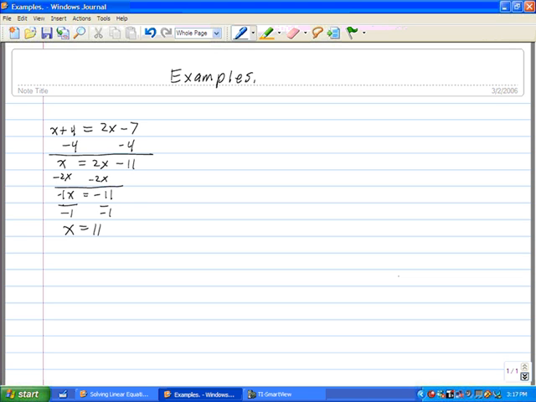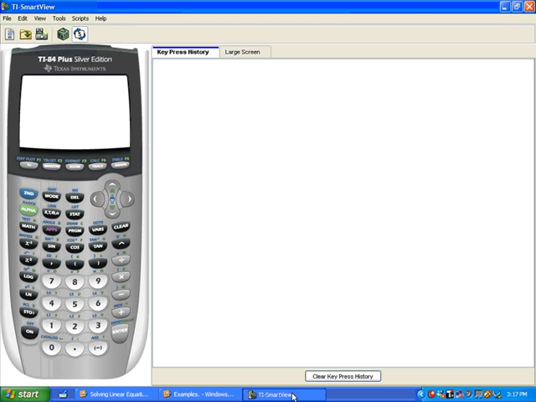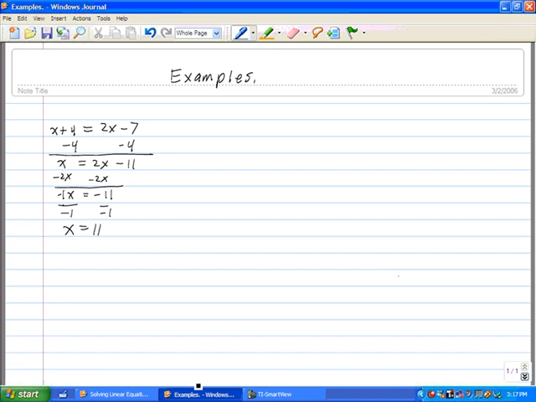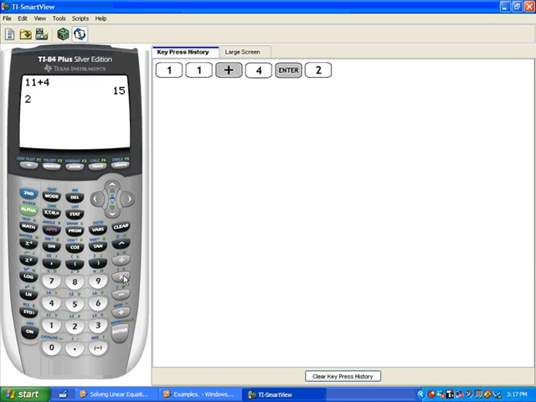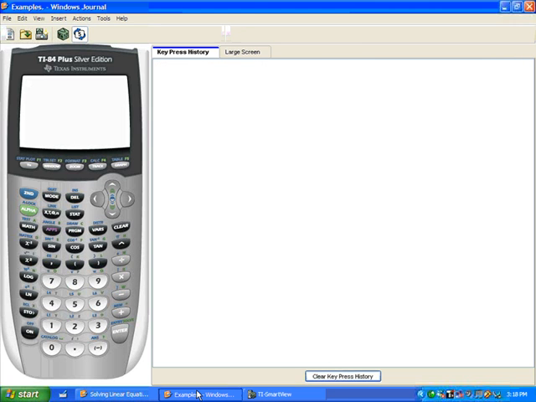And this is one we can check, and we can do it pretty easily. Putting the 11 in place of x, I get 11 plus 4, which of course is 15. Now on the other side, it was 2x minus 7, so we'll put that in. 2 times 11 minus 7. And we get that that is correct because we have a match there. So we have verified that answer.